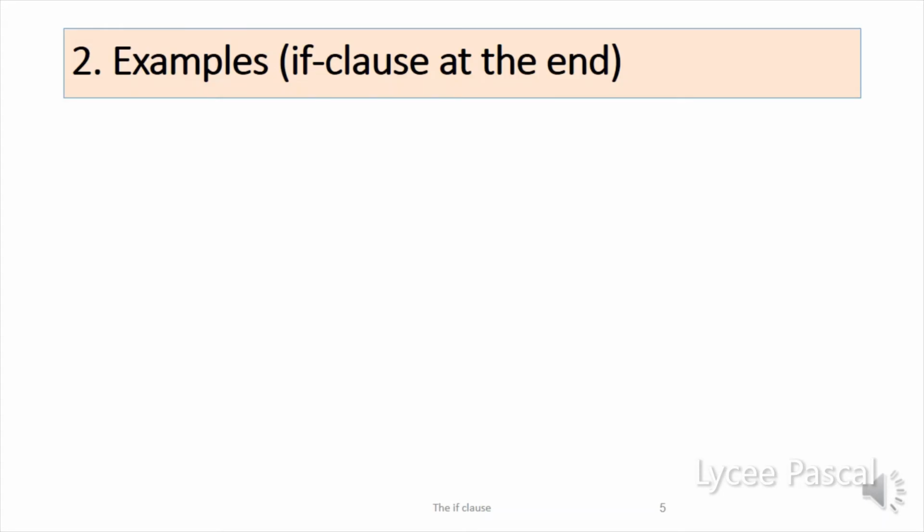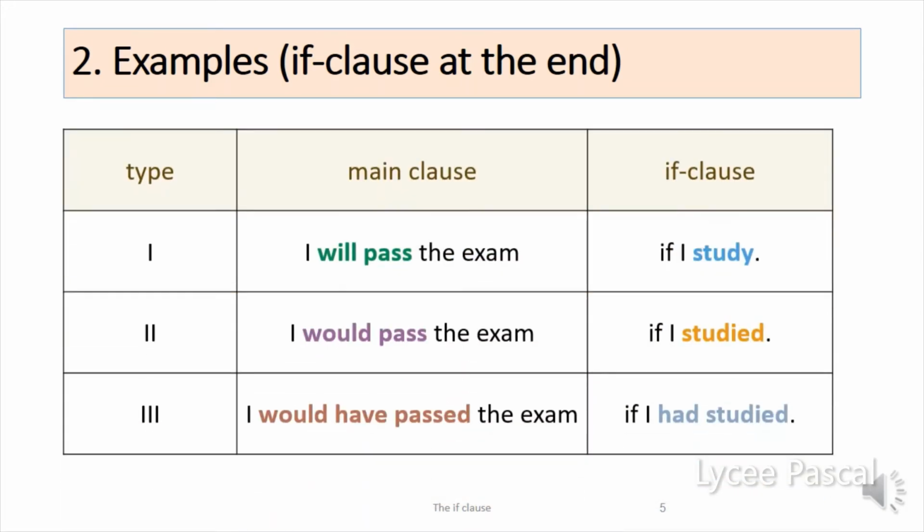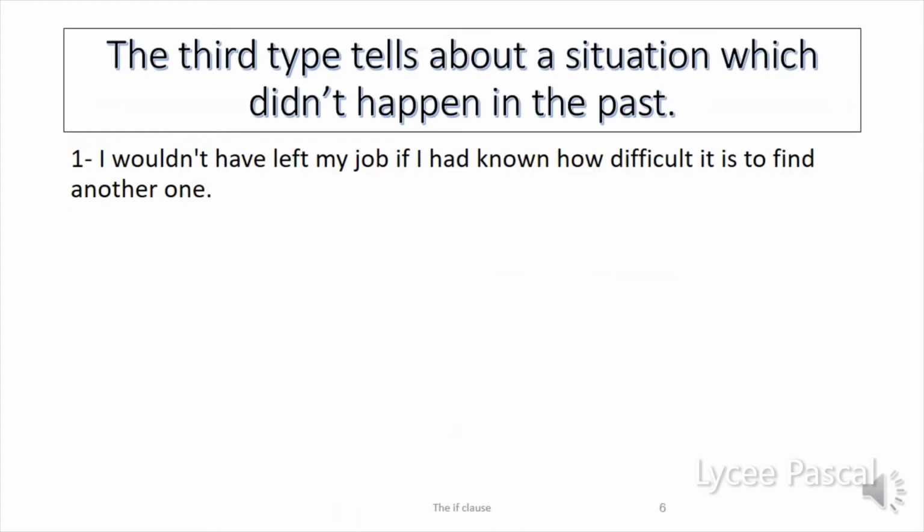the examples, if we have the if clause at the end of the sentence. If the if clause is at the end of the sentence, is it preceded by a comma? Never. I will pass the exam if I study, so they are not separated. I would pass the exam if I studied, in the present. I would have passed the exam if I had studied, past perfect, to tell about the past.